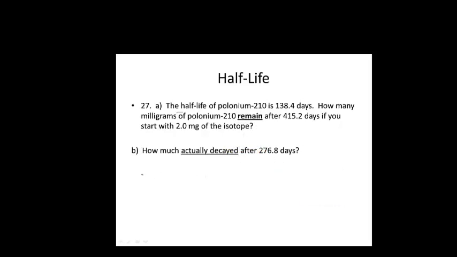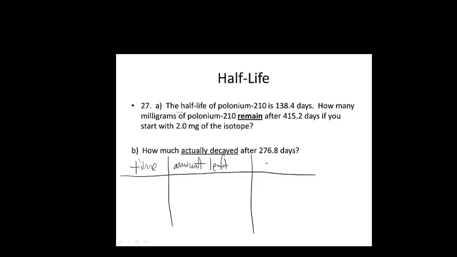Alright, we're looking at half-life here. When you do half-life, always have 3 columns. First column is going to be time. Second column is amount left. And our third column is going to be amount decayed.